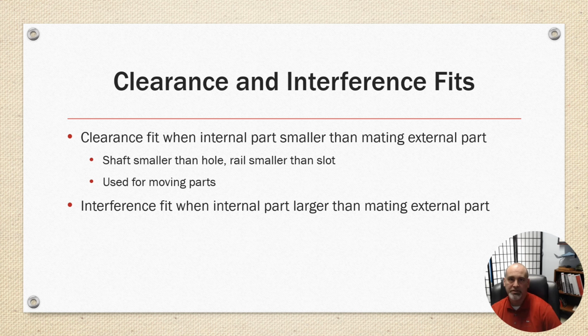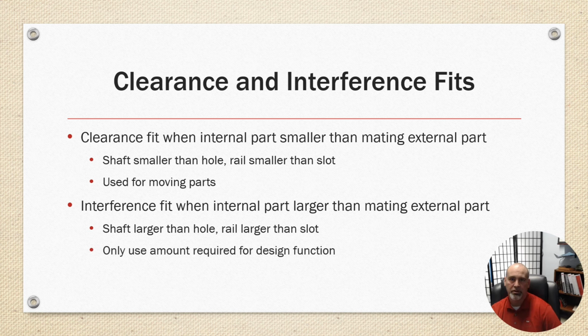An interference fit is the opposite, when an internal part is larger than the mating external part. So an example is a shaft larger than a hole, or a rail larger than a slot, and you only use the amount required for the design function. So this is when you want your parts to be permanently attached to each other. You would use an interference fit.